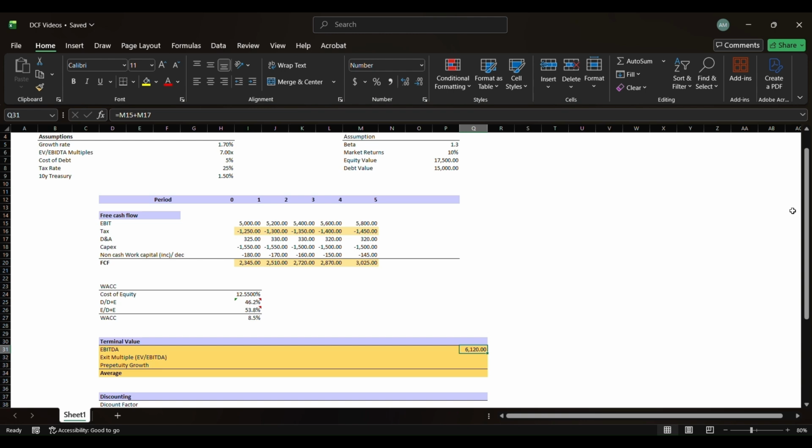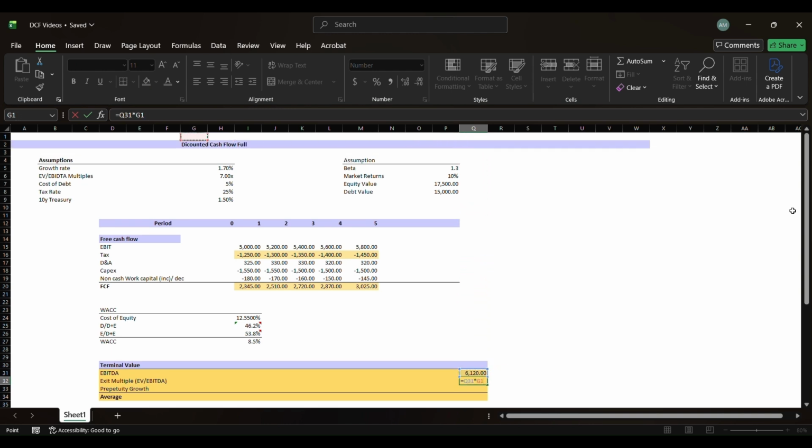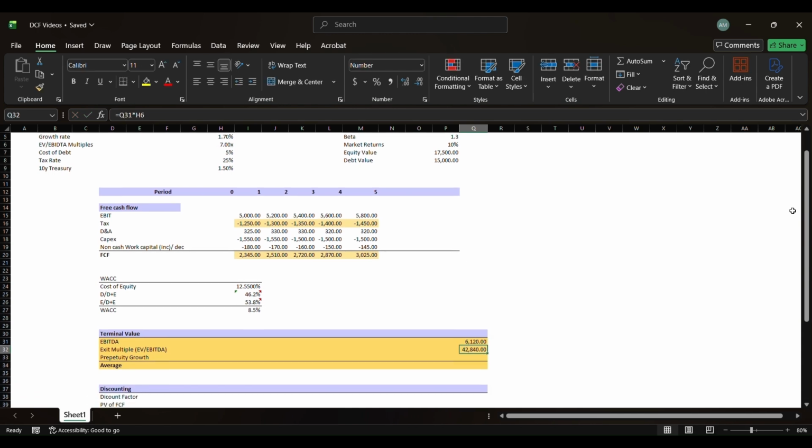Moving to the exit multiple. How we can calculate the exit multiple is a very simple formula: EBITDA into the exit multiple, which is given as 7x, the industry standard. So we get 42,840 as the exit multiple value, and now we have to calculate the perpetual growth rate.